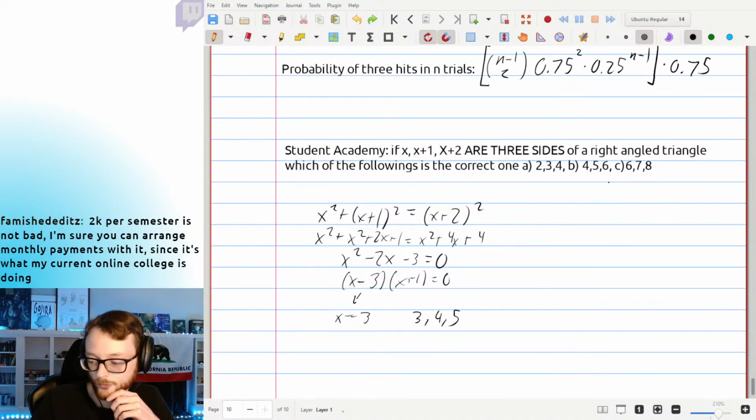Oh yeah, famished. 2,000 for a semester is pretty freaking good. Especially if it's for a 4-year degree, like a bachelor's rather than an associate's.